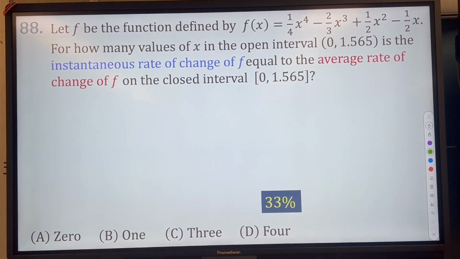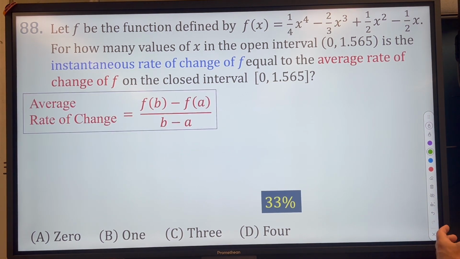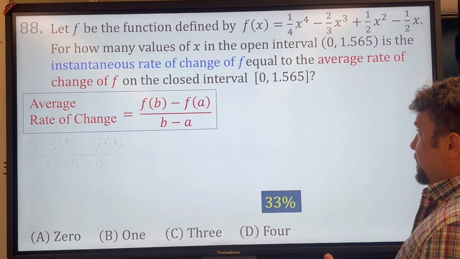Next one, 88. Let f be the function defined by f of x equals 1/4 of x to the fourth minus 2/3 x cubed plus 1/2 x squared minus 1/2 x. For how many values of x in the open interval from 0 to 1.565 is the instantaneous rate of change of f equal to the average rate of change? Now, average rate of change is just the slope formula: f of b minus f of a over b minus a.